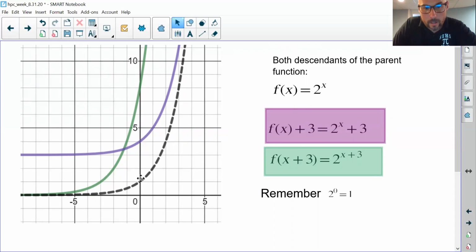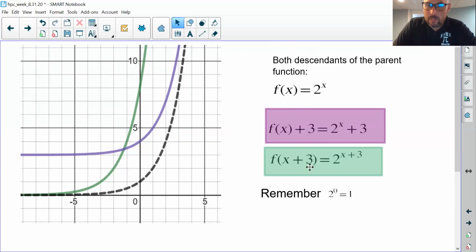Here's the original y-intercept of 0, 1. Now it's 0, 4, 3 spots up. Here's the ordered pair in the original, 1, 2. Now it's 1, 5, 3 up. The green is f of x plus 3.